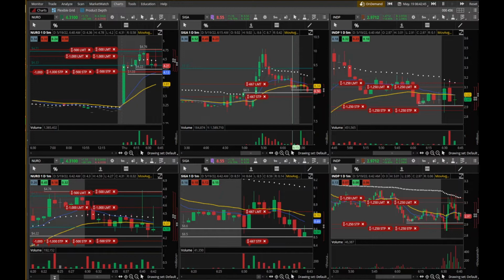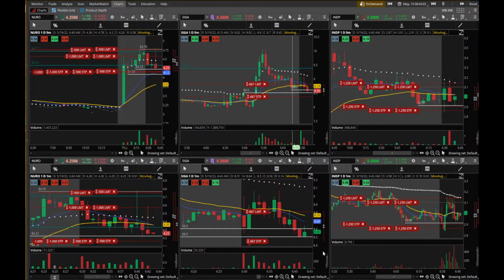Everybody's down at a support right now, so I've been accumulating positions. Even though I'm down on the day, I'm accumulating positions throughout because of all these supports. Even though we're also trading below the VWAP on all three stocks.